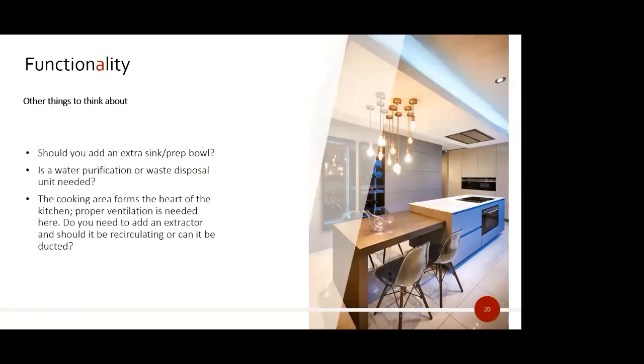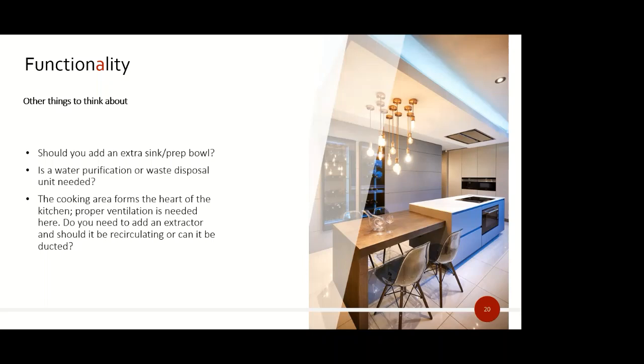Other things we should think about. We've been talking about the sink, which is normally used for cleaning, but sometimes just a prep bowl is also very nice to put in the area and to utilize in your cooking triangle. Maybe there's a disposal unit or a water purification unit you need to add into the kitchen. This needs to be kept in mind as well, deciding what kind of cupboards you're going to be putting.